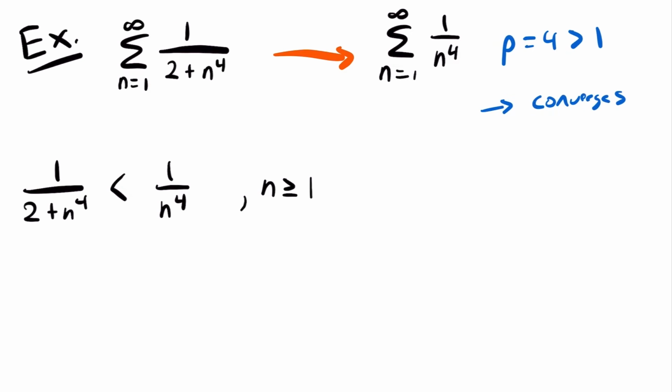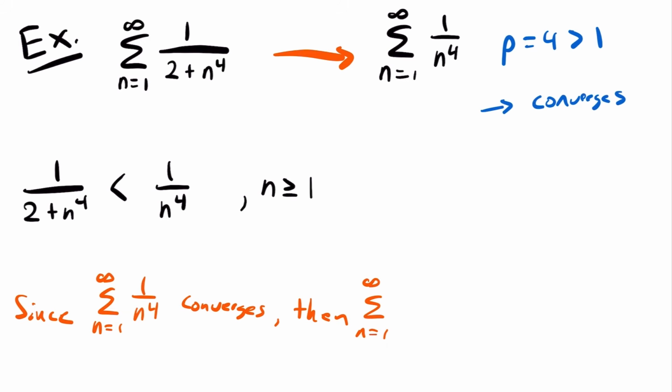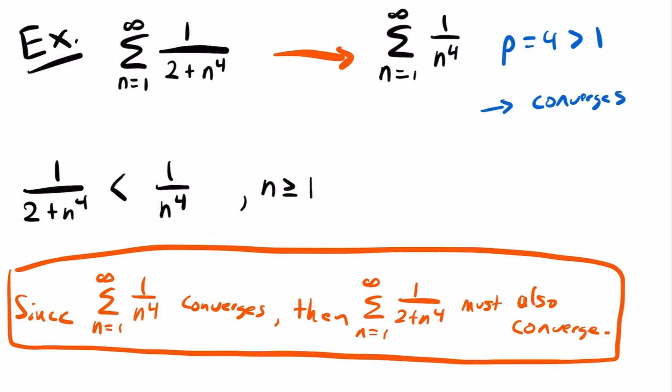All right, so via the direct comparison test, we can say that since the larger series, the sum from n equals 1 to infinity of 1 divided by n to the fourth, converges, then the smaller series, the sum from n equals 1 to infinity of 1 divided by 2 plus n to the fourth, must also converge. Okay, and so that is the final answer to this example. We found a larger series to compare our original series to that converges, and so since that larger series converges, we know that our smaller series must also converge.